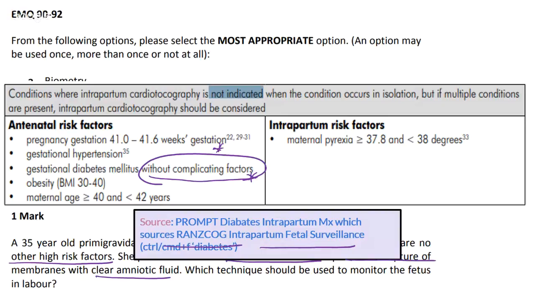Sorry, labor. So then labor: if it's an augmented labor, we've already talked about that. If they have an epidural in, if they have any kind of PV bleed, and if they have rupture of membranes, as you talked about. So just think about these. These are ways that you can break down the indications for having a CTG.